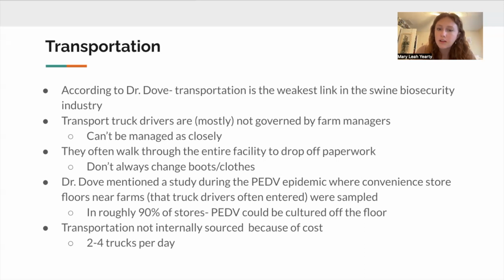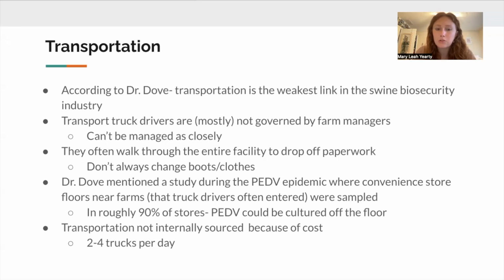Dove mentioned a study during the PED epidemic where convenience store floors near farms, which truck drivers were known to often enter in between trips, were sampled, and roughly 90% of them, PED could be cultured off the floor. Now, this really demonstrates how big of a risk it poses for these people to be going between different farms, coming from outside. We don't want them bringing pathogens into the farm.